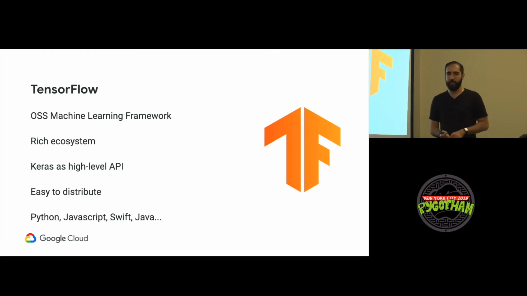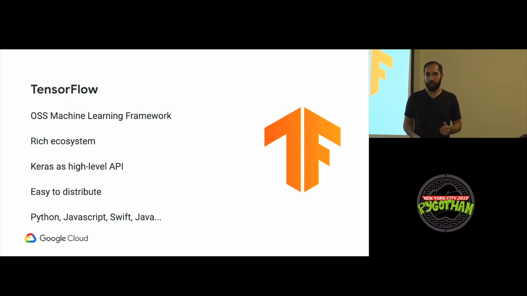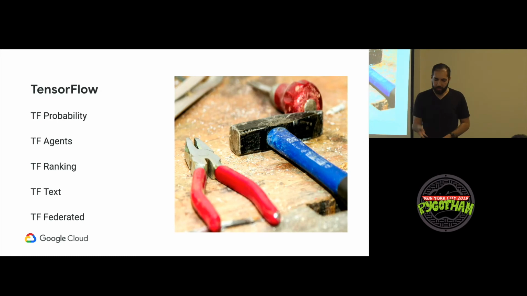TensorFlow has APIs in Python, which is the most popular one. Then there's also JavaScript, Swift, Java. I believe there's Go, C++, and there are also lots of APIs that are very community driven. So you can generally get started in the language of your choosing. In this room, I would hope that would mostly be Python. But if you wanted to play around with others, there are bindings available. So just quickly talking about some of the ecosystem that TensorFlow has.